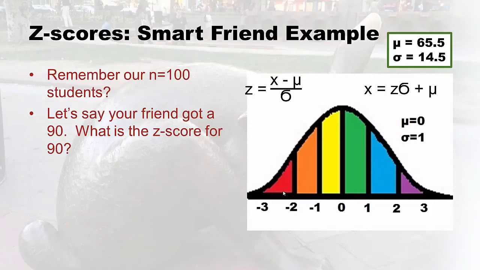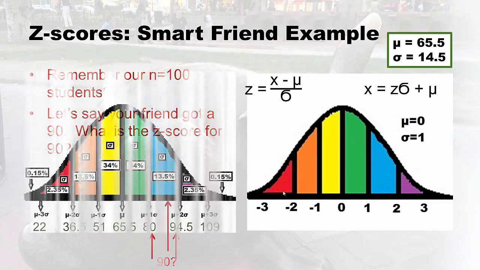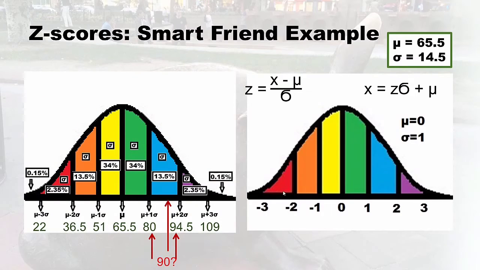Well, let's calculate the z-score for 90 on this particular distribution. So here's what we're going to do. First, we're going to remind ourselves, and you don't have to do this in real life, but I'm just doing this for demonstration purposes, what our empirical rule stuff looks like. Remember, at mu plus 1 standard deviation was 80, and mu plus 2 standard deviations was 94.5.